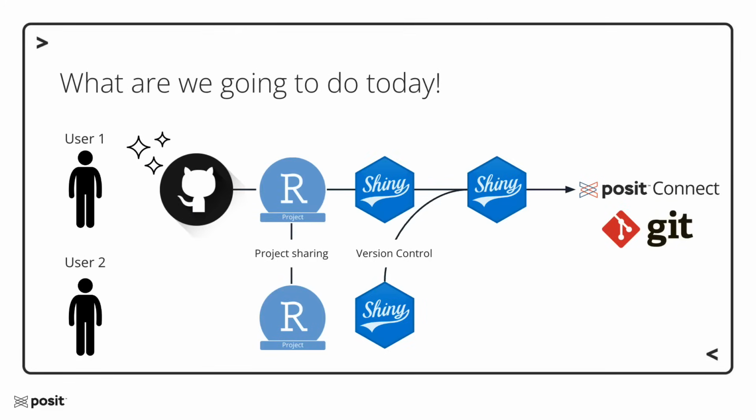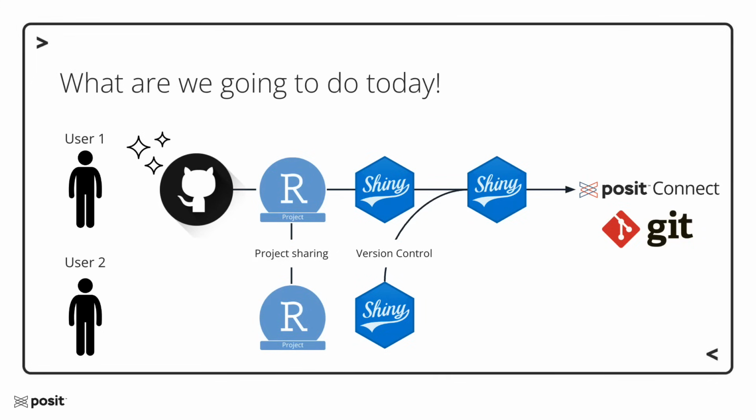So to go over today's workflow, we are first going to start by creating a new repository on GitHub, which will be the home base, so to speak, for our collaborative data science project. We'll then pull the repository into Posit Workbench as an RStudio project. For this simple workflow, we're going to be creating a Shiny application in R, and we'll show you how more than one user can collaborate on the same piece of code using version control as well as project sharing.